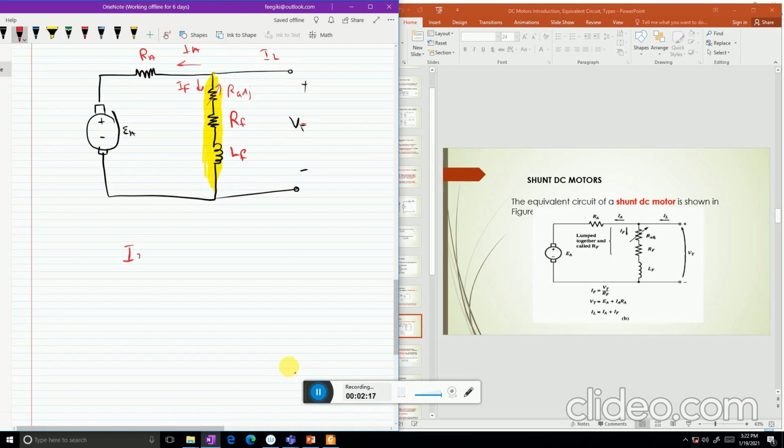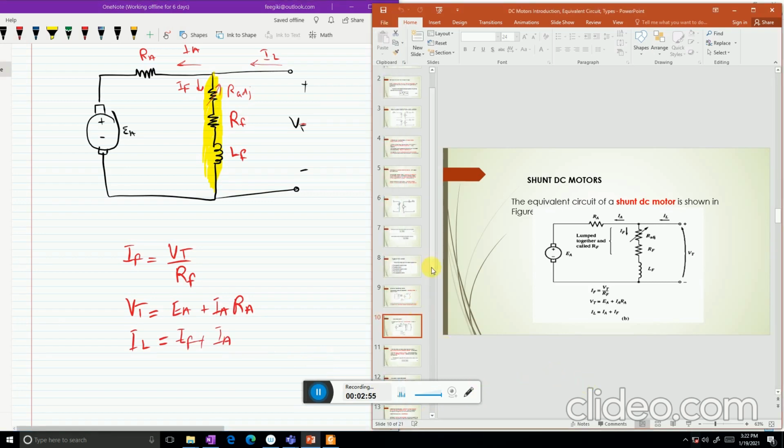So its IF is given as IF equal to VT divided by RF, and its VT is given as VT equal to EA plus IA RA. And now the line current is equal to IF plus IA. So this is the equivalent circuit of the shunt DC motor.